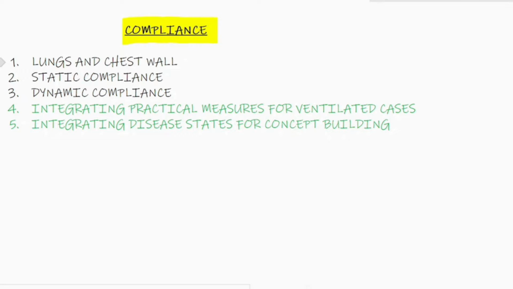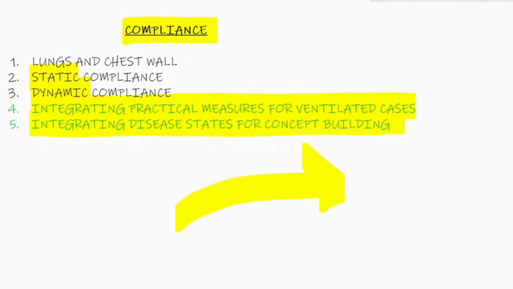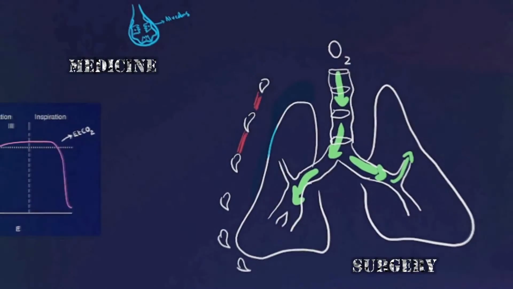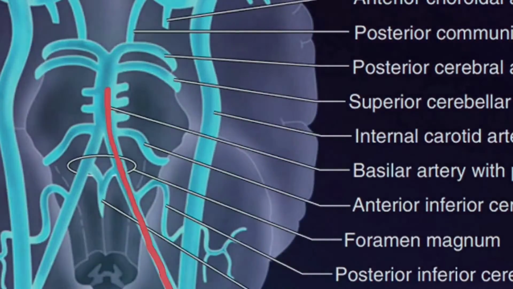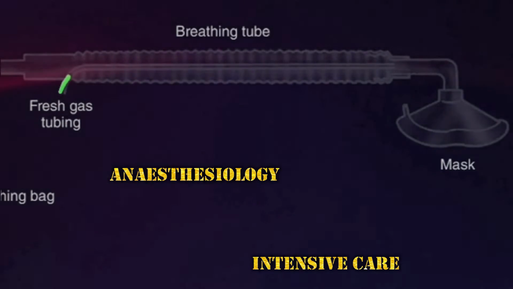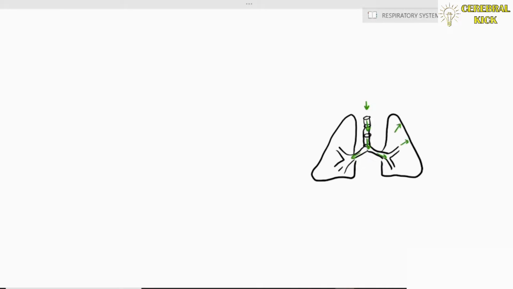After discussing the basics and the concept of compliance and the application of PEEP in episode 5A, in 5B, we are going to practically apply these concepts in a spontaneously breathing patient and a ventilator patient. So let's discuss static and dynamic compliance of a spontaneously breathing patient.